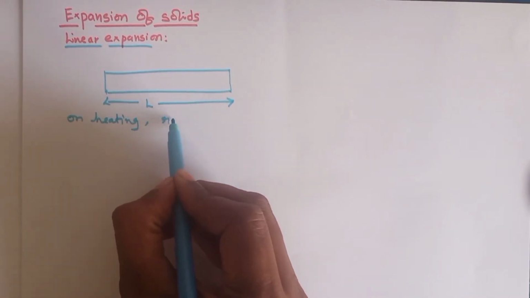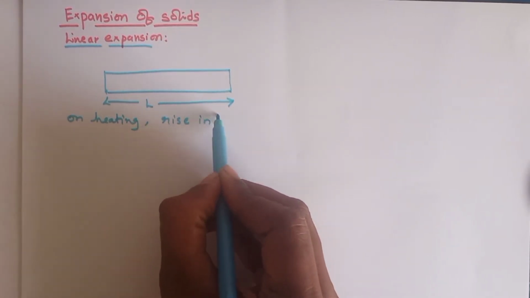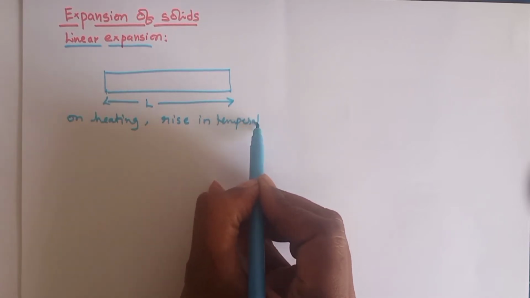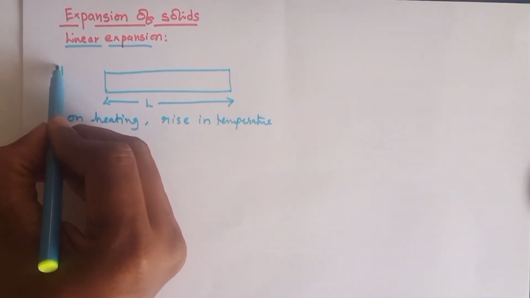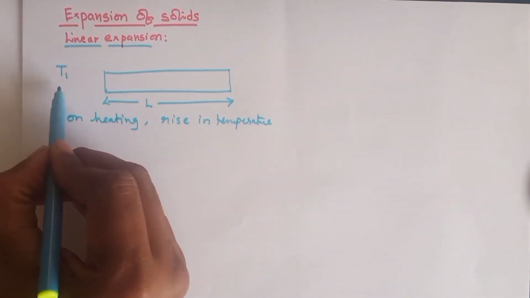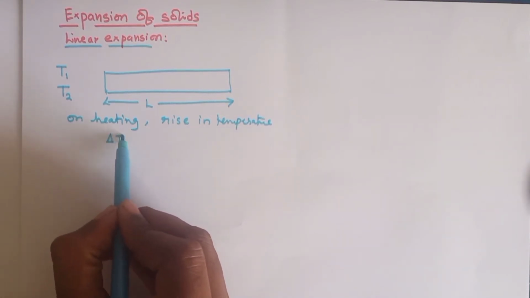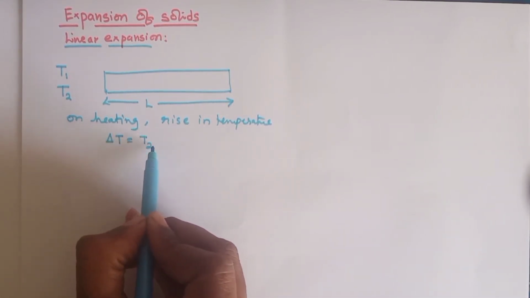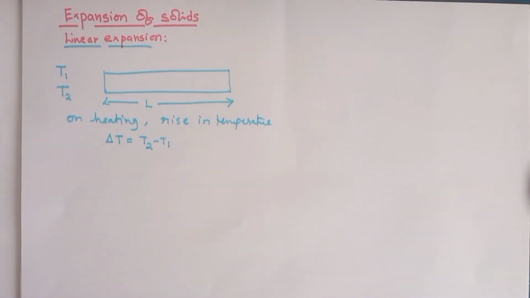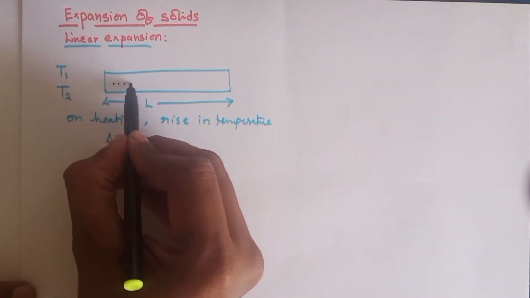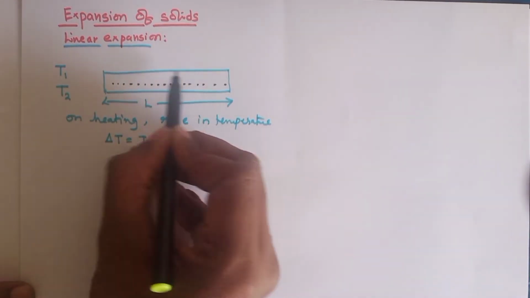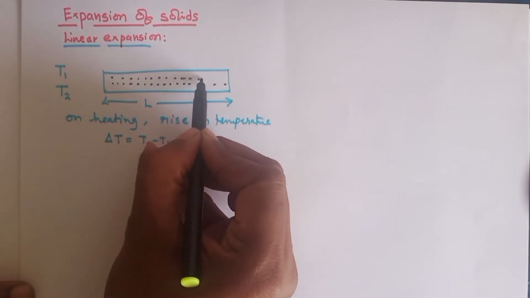obviously there is a rise in temperature. Suppose the initial temperature before heating is T1 and the final temperature is T2. The delta T is the temperature difference, which is T2 minus T1. When you heat, what happens? Solid means a closely packed arrangement of atoms or elements, very closely packed. When you consider the length L, there are many packed atoms.